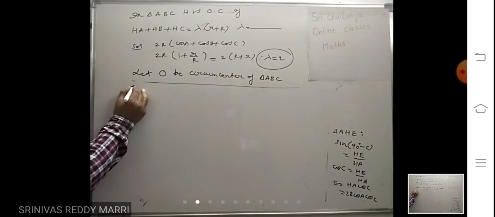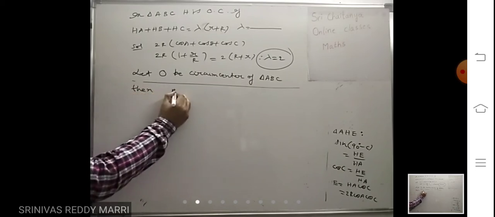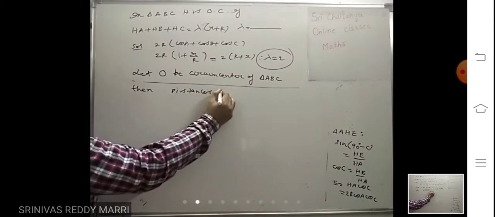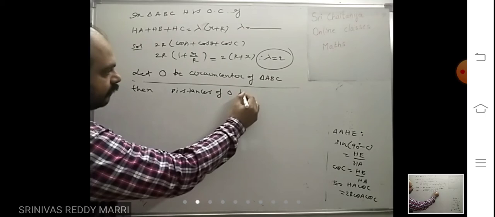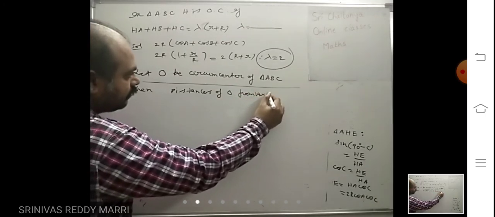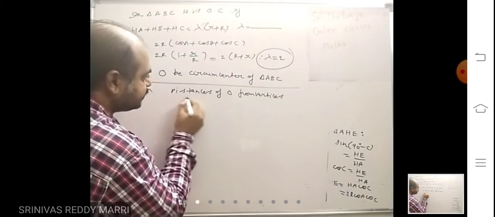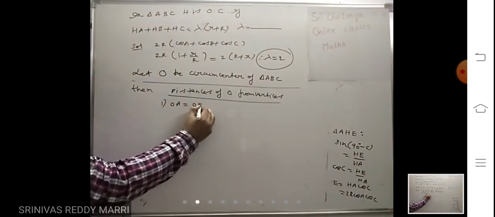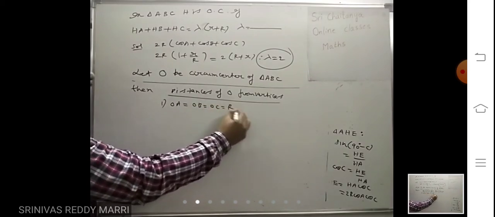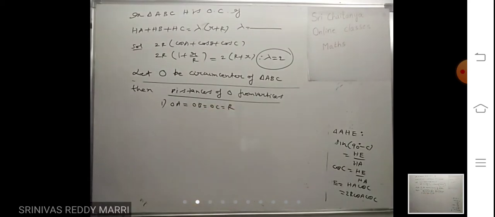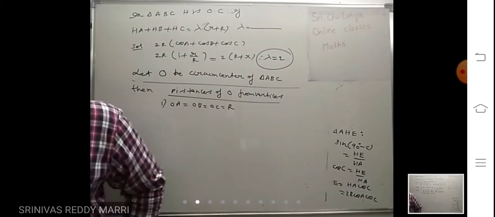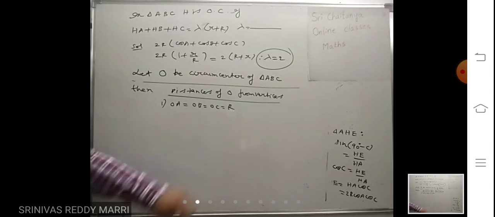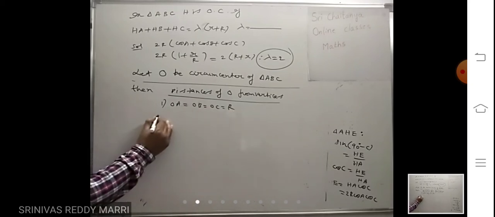Then the distances of O from the vertices. What is the distance of the circumcenter from the vertices? That is obvious. This is nothing but capital R only. OA, OB, OC, what is that? Circumradius only. So this is obvious. Simple. Next.